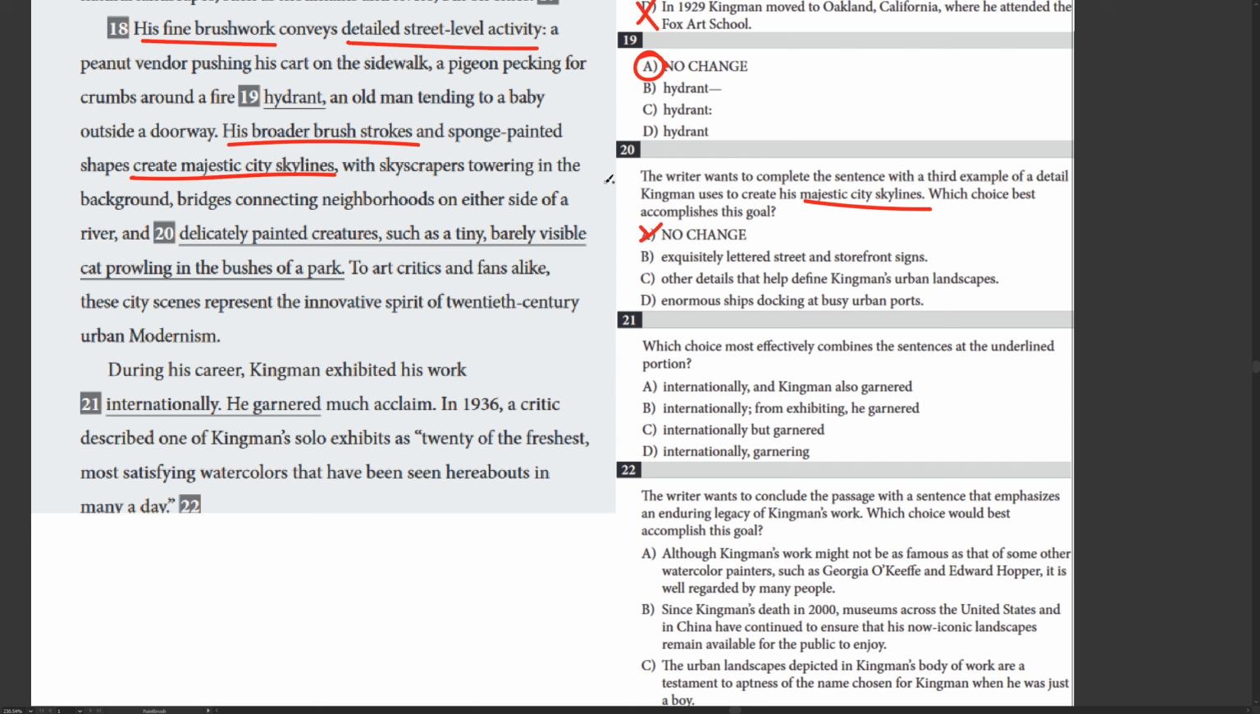And if you're wondering why I think it's macroscopic, it's because you already mentioned the detailed street level activity in the first sentence of the paragraph. So since we're moving on to his broader brushstrokes, it probably represents something bigger than that. Exquisitely lettered street and store fronts. Okay, so B is going to be incorrect also, just because that requires a lot of detail, and broad strokes can't provide that detail. And C is going to be incorrect. D is going to be correct. C is incorrect because you're talking about details again, and if you have broad strokes, then you could represent not very detailed things.